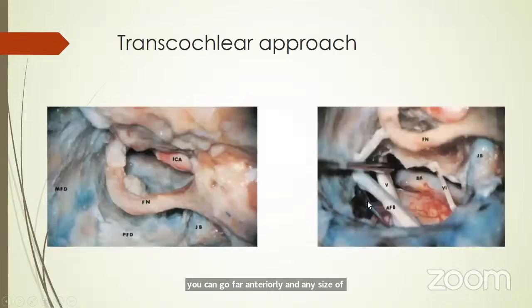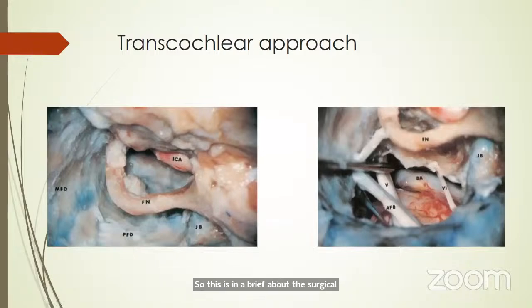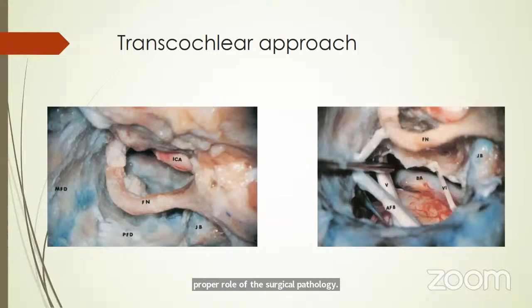So this is in brief about the surgical anatomy, which we have to know, and any surgery is about anatomy. So an essential knowledge of the anatomy is very important in proper removal of the surgical pathology. Thank you for giving me the opportunity.